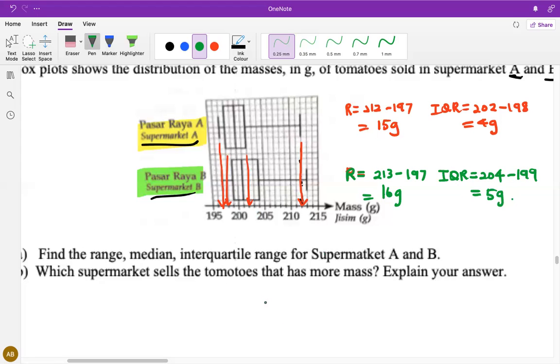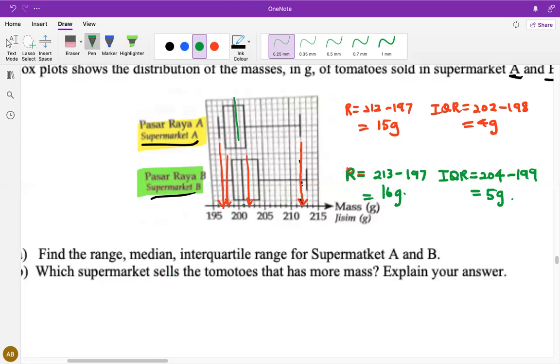So which supermarket sells the metal that has more mass? Okay, more mass. So explain your answer. So more mass, then you find the median. Okay, more mass, right? So this one you can see here 16.5. So you can see here the supermarket B sells more mass, right? The tomato that has more mass.